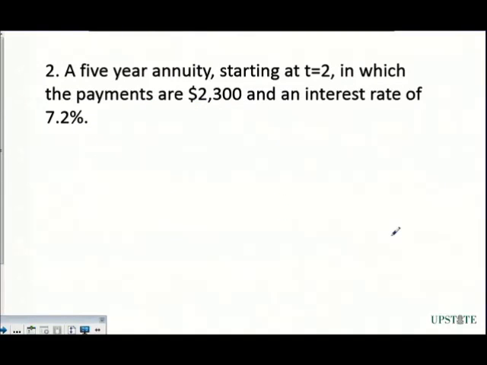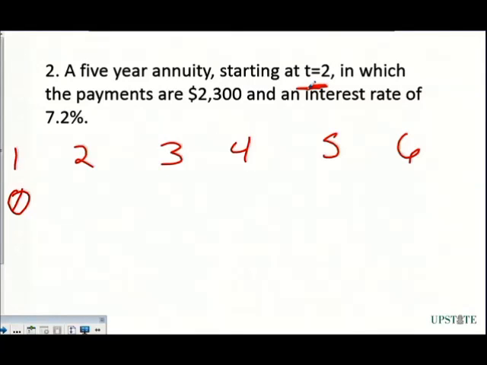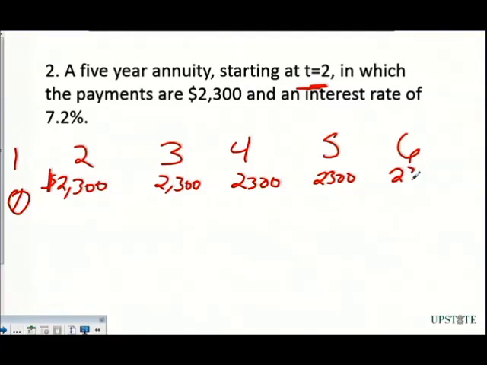Now, number 2, we're talking about a 5-year annuity starting at time t equals 2. Once again, we're setting up our cash flows, setting up our years here. And we have 0 coming in year 1, right? Because it's starting at t equals 2. Then we're looking at our payments of $2,300, and these are coming for these 4 periods. And then we're also getting these in year 6, right? And why are we getting them from year 2 through 6? It's because it's a 5-year annuity, right? So we receive these payments for 5 years.